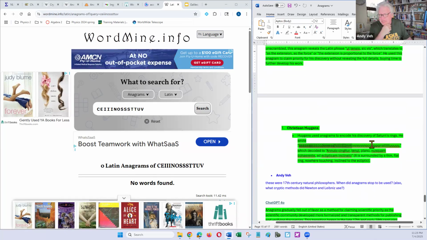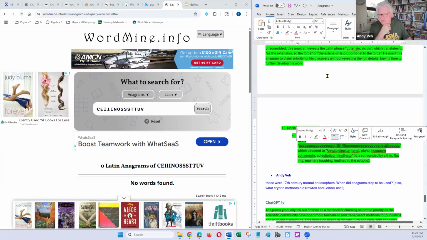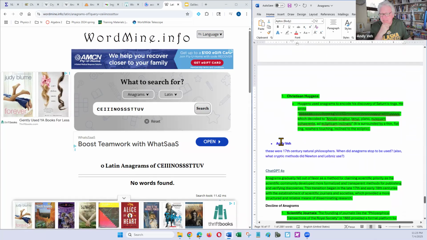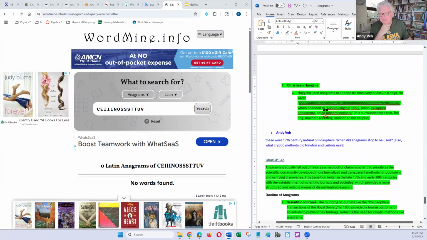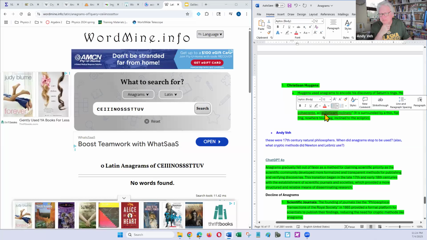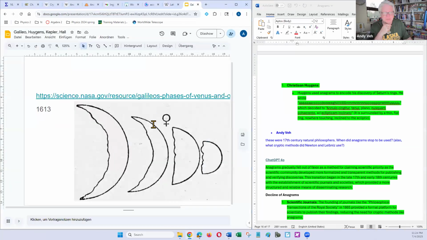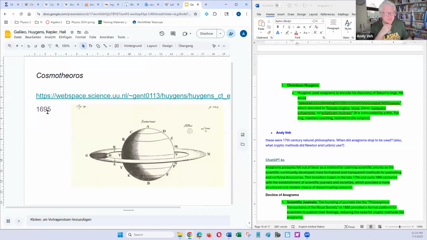He was Dutch. He made this long anagram here. And again, our anagram solver cannot decipher this one. But when you decode it, you come up with this: annulo cingitur tenui plano nusquam cohaerente ad eclipticam inclinato. Eclipticam means the ecliptic, and this here means inclined. Let's see what the rest means. It is surrounded by a thin, flat ring, nowhere touching, inclined to the ecliptic. And what he is referring to are actually Saturn's rings. These are from 1694. This is from Huygens' book.